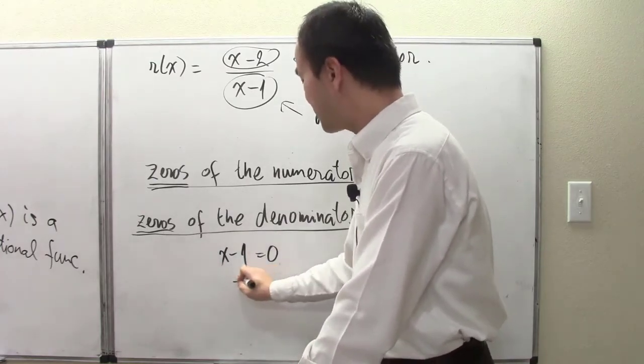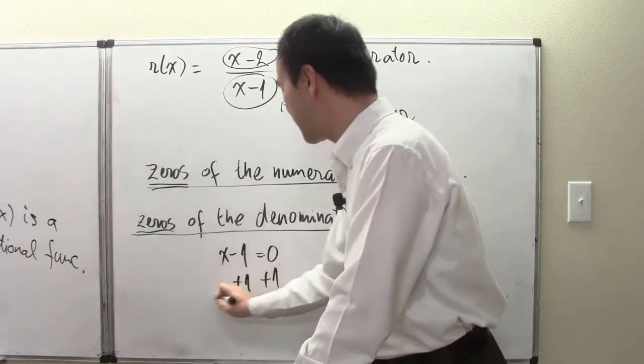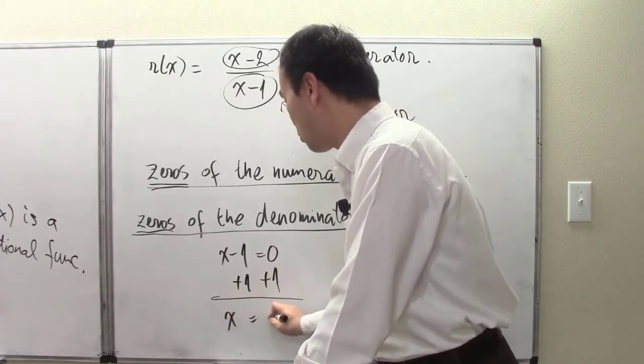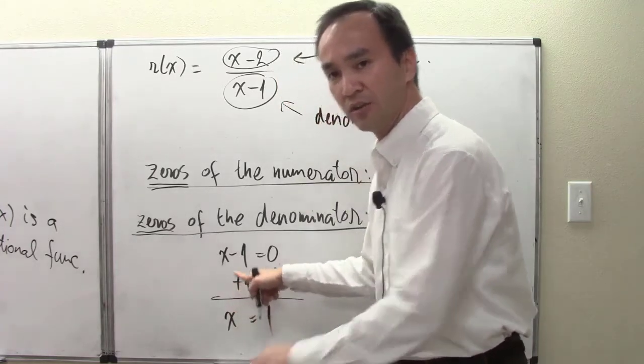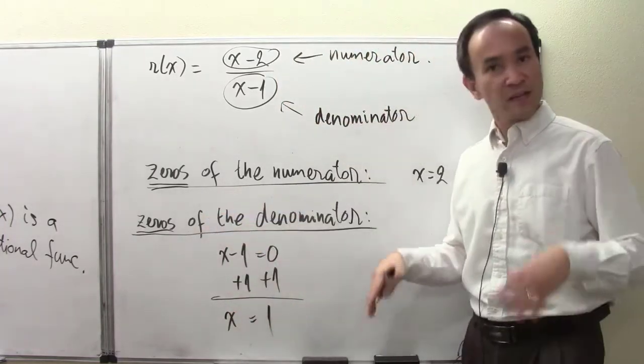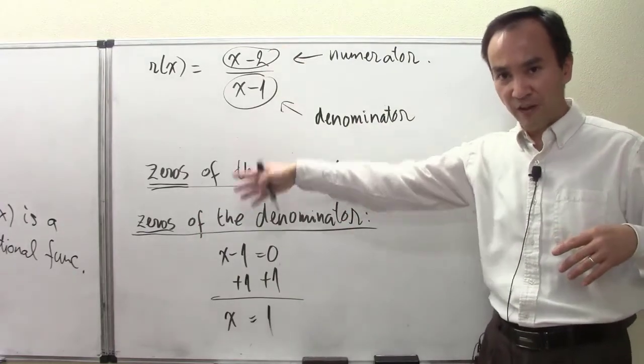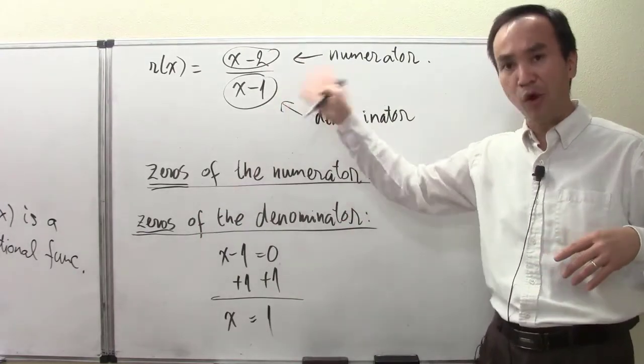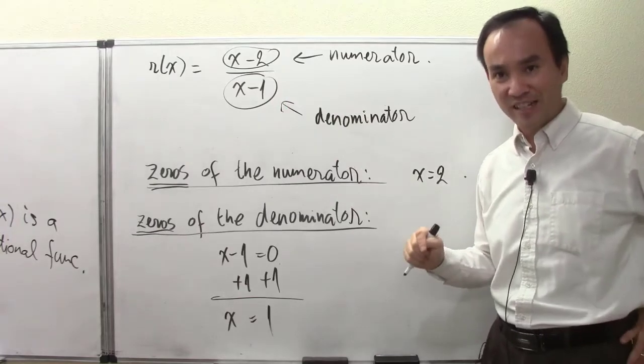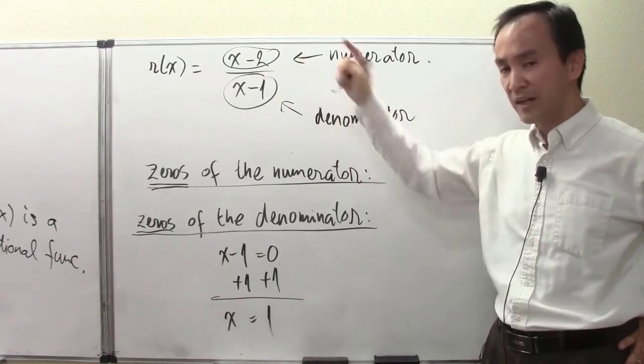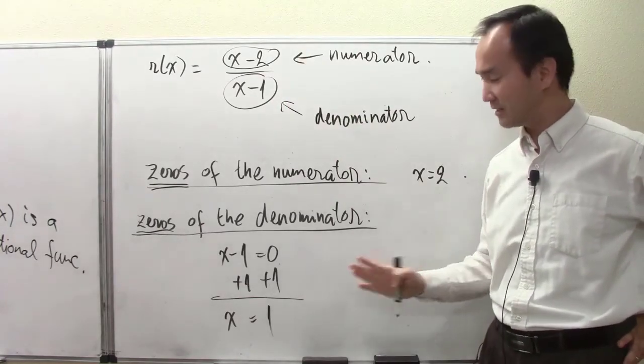Taking our step to solve for that, I'm adding 1 to both sides and leaving x equals 1 right here. So this is my 0 and the only 0 in the denominator. In other problems, after simplifying the expression, we may end up with more than one distinct factor within our denominator or within our numerator. But this is the generality.